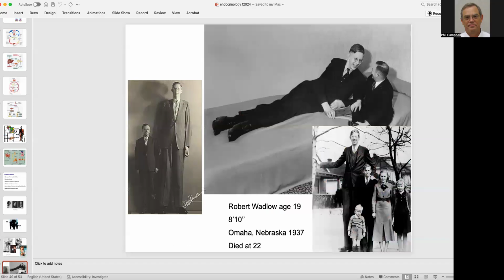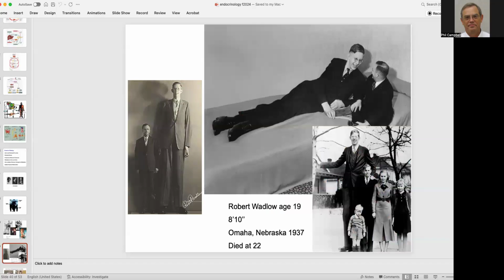So I always like to bring in Robert Wadlow. He's 19. He was 8'10". This is him with his family, normal mom and dad, siblings, and all that. He died at 22. Okay.